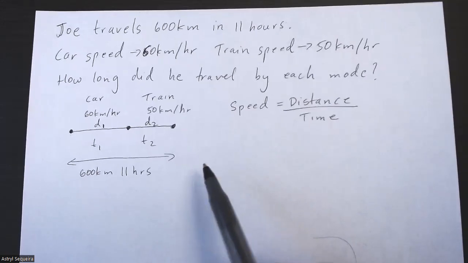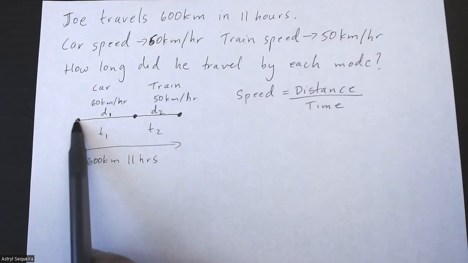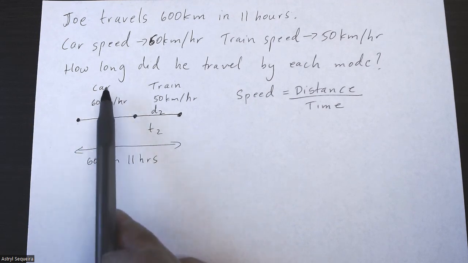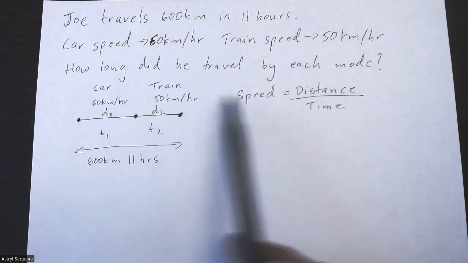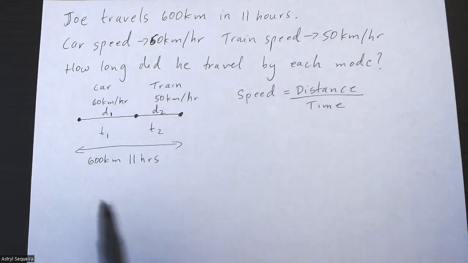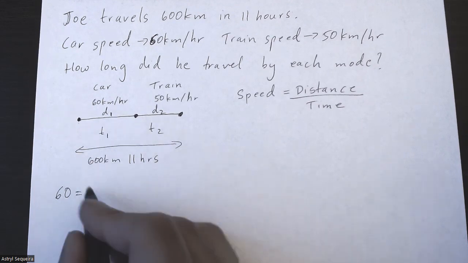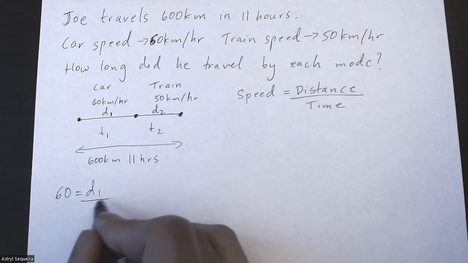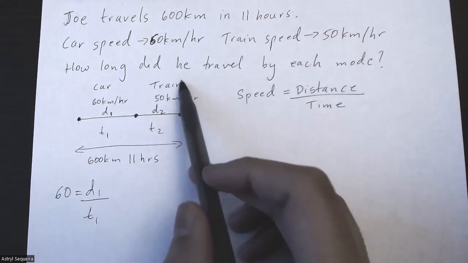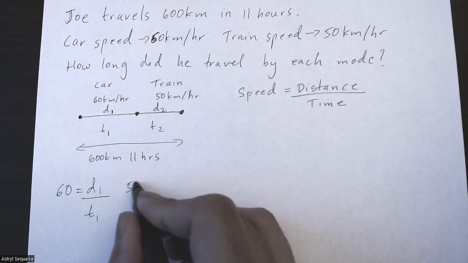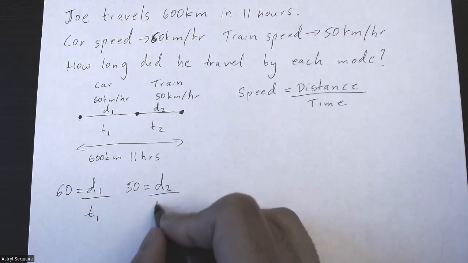So let's start with our first formula over here. I'm going to think about the car's speed equation. So for the car, speed is equal to distance over time. So the car's speed is 60 kilometers per hour. The distance, I don't know, it's just D1. And the time is just T1. Let's do the same for the train. I know the train's speed is 50. The distance is D2 and the time is T2.